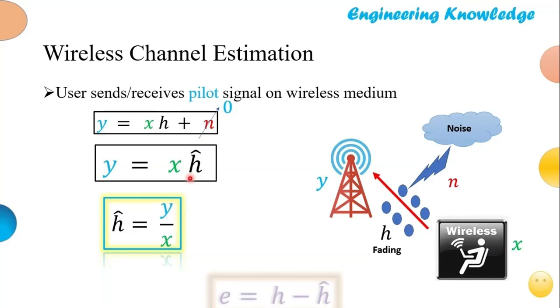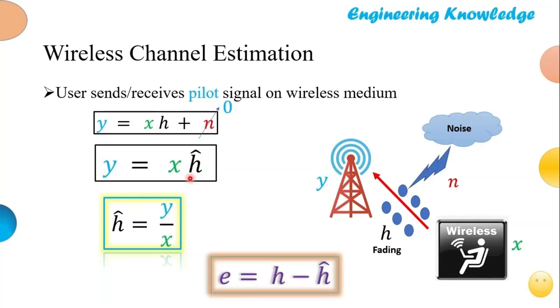But in this lecture, what we are going to do is to predict using a deep learning model. Of course, h is not equal to h hat, because we are not considering the noise, so there is going to be an estimation error, which is the difference between the actual and the predicted value of the channel.